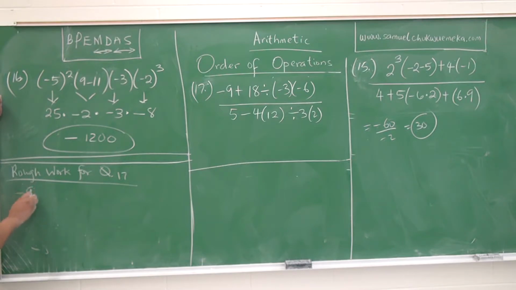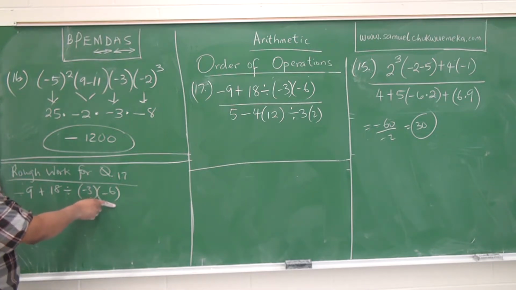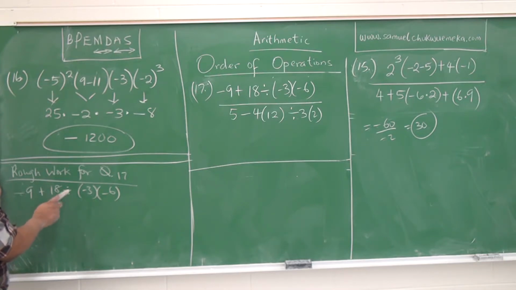So this will be negative 9 plus 18 divided by negative 3 times negative 6. Now, be very careful here. You have subtraction, minus, negative. But the operators here are add, divide, and multiply. You have to be very careful. Some students might come here and multiply first. No, remember, division comes first. Remember that, please. Division comes first.